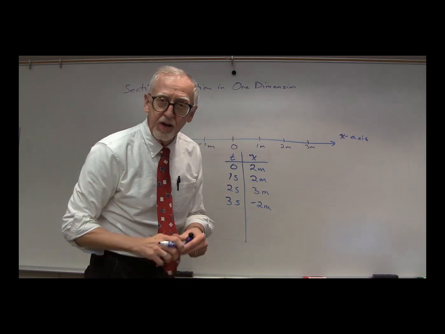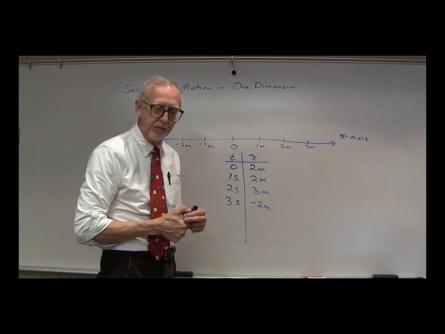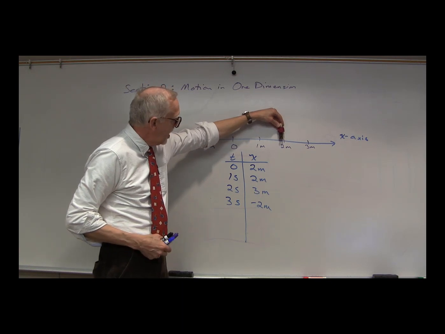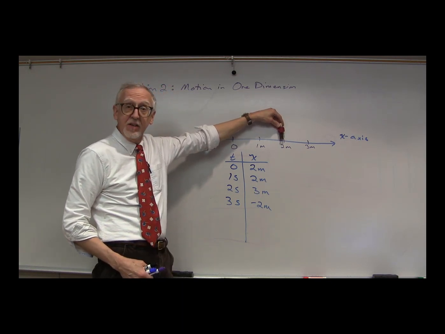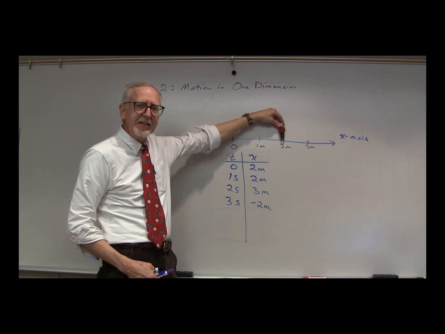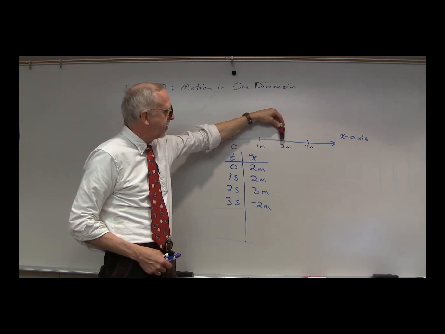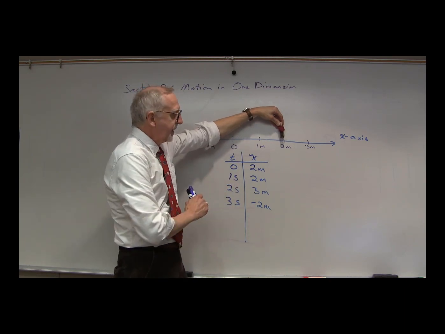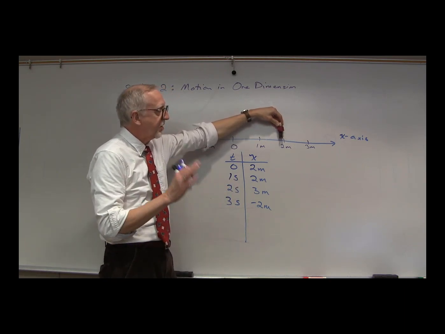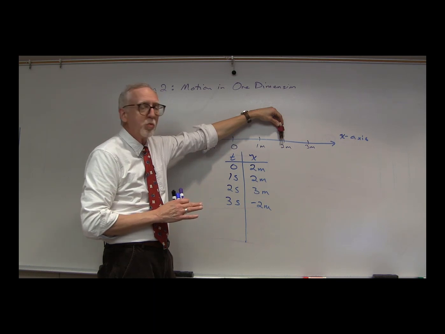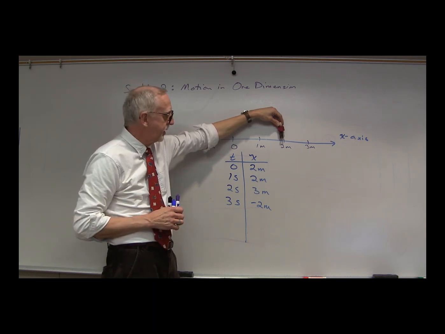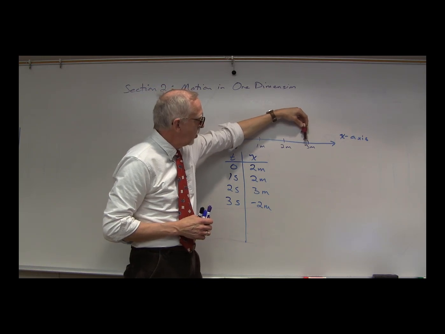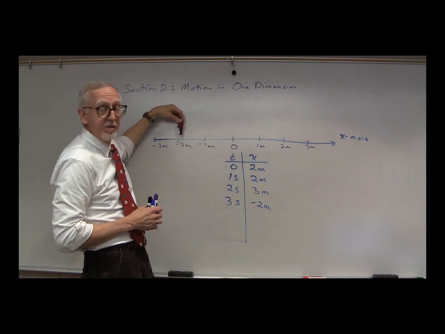So what's going on here? What does the motion look like? Well, at t equals 0, we know the person is at 2 meters. At t equals 1, the person is still at 2 meters. Now, does that mean that they stayed at 2 meters? Well, not necessarily. They could be at 2 meters and then gone somewhere else and come back. All this is telling us is that at time t equals 0, the person is at 2 meters. At time t equals 1 second, the person is at 2 meters. And then at 2 seconds, the person is at 3 meters. And then 1 second later, the person is down here at -2 meters.